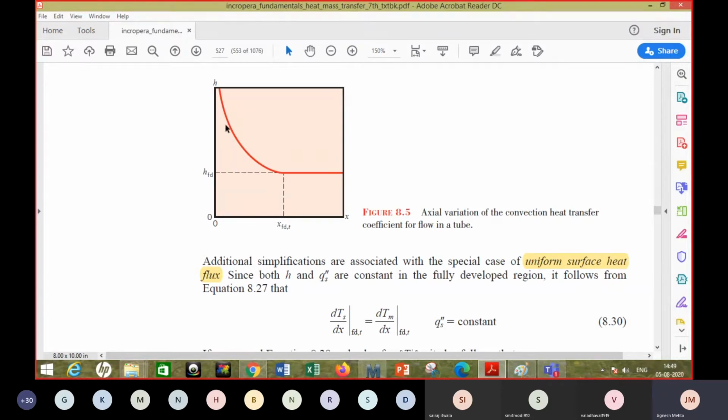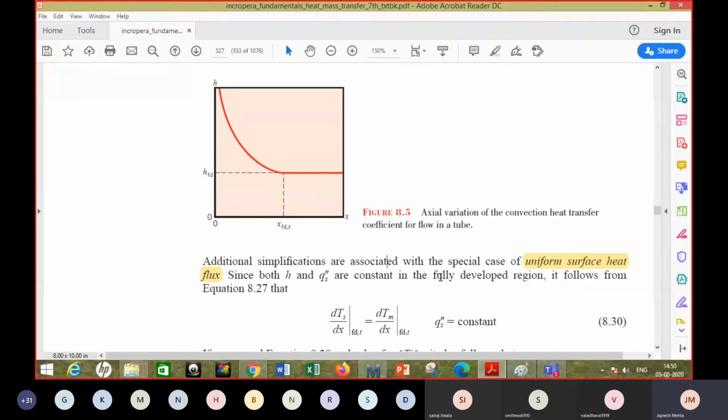While the flow is developing, if you're talking about, let's say, constant heat flux, then Qs double prime is constant, but h at the entry length will always be high, right? So that goes on decreasing, and its value is very high at the entry, but then when the flow becomes thermally fully developed, it becomes constant, right?